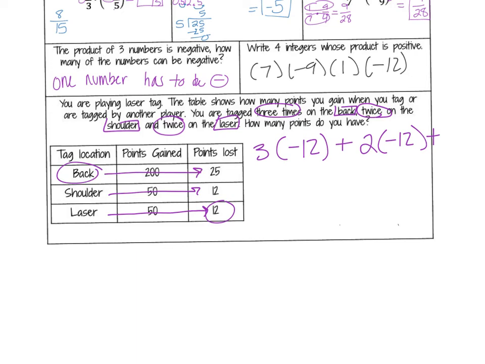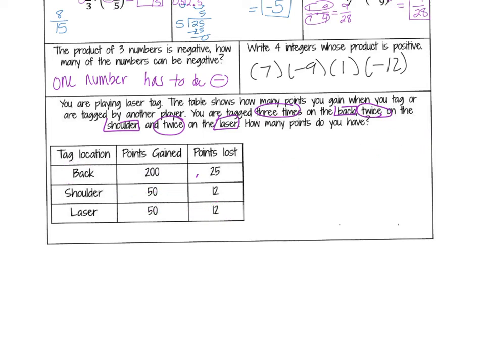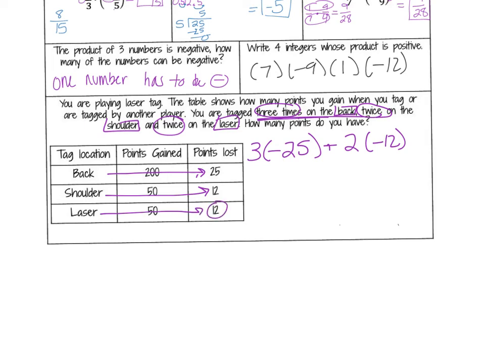And then minus 25 points. Oh, wait. Sorry, I read that wrong. Let's regroup. I started at the bottom. Okay, let's start here. 3 times on the back. So 3 times, every time you're tagged on the back, you will lose 25 points. So minus 25. Then you get tagged 2 times on the shoulder, where you lose 12 points. Then you get tagged 2 times on the laser, where you lose 12 points for that.